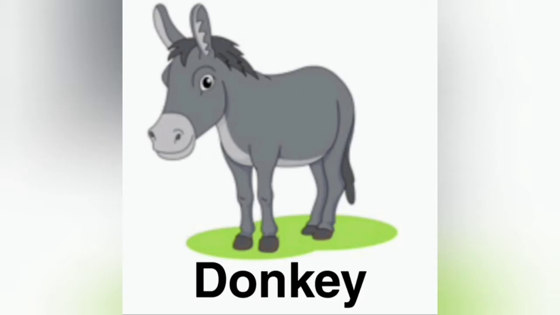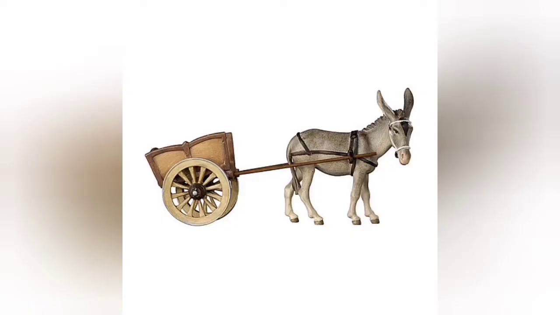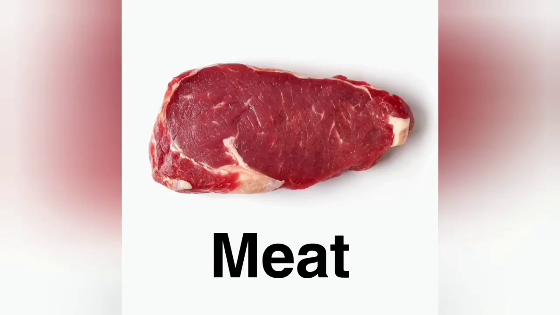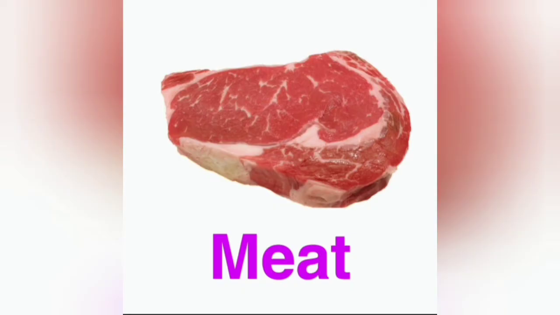This is a donkey, which is a farm animal that people use for transportation, where they carry goods from one place to another. They are also used in pulling a carriage. It is a very strong animal. This is a fish. They give us meat, which is high in proteins, vitamins, and minerals. This is a goat, which is also a farm animal. Goat gives us milk and meat.